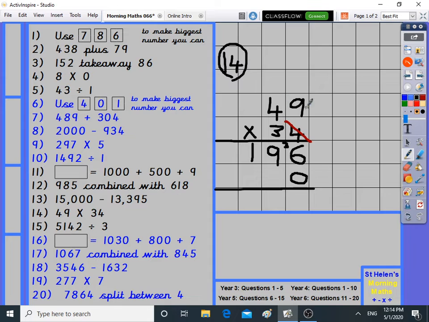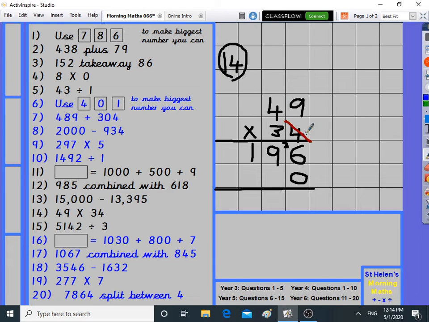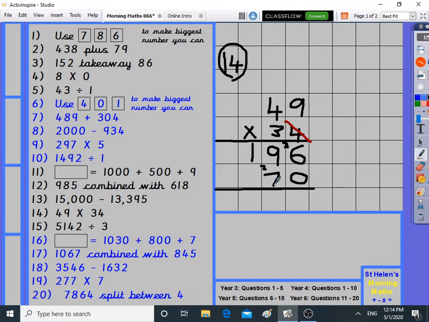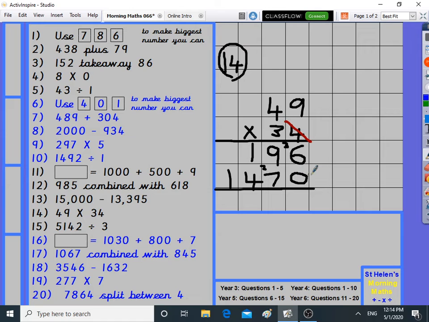We're doing 3 times 49, but it's really 30 times 49, isn't it? Because 3 is from 34, so it's really 3 tens. But I've placed a 0 so I can pretend it's 3 to just make this method work. It's an easy way of doing it, really. 3 times 9 is 27. Carried a 2. 3 times 4 is 12. Plus a 2 is 14. 1,470, that is 30 times 49.